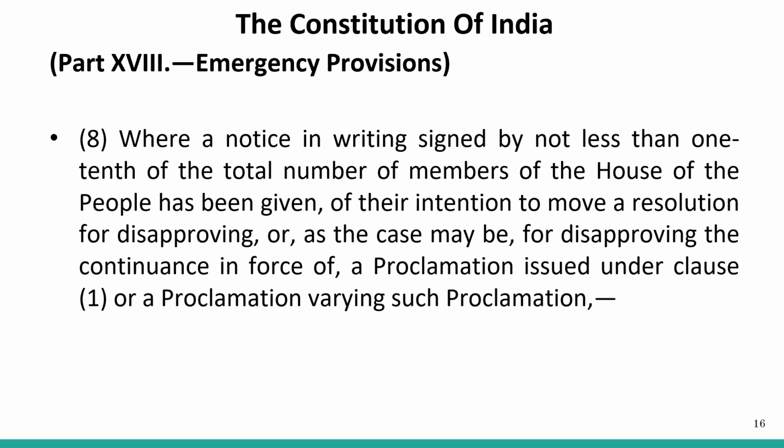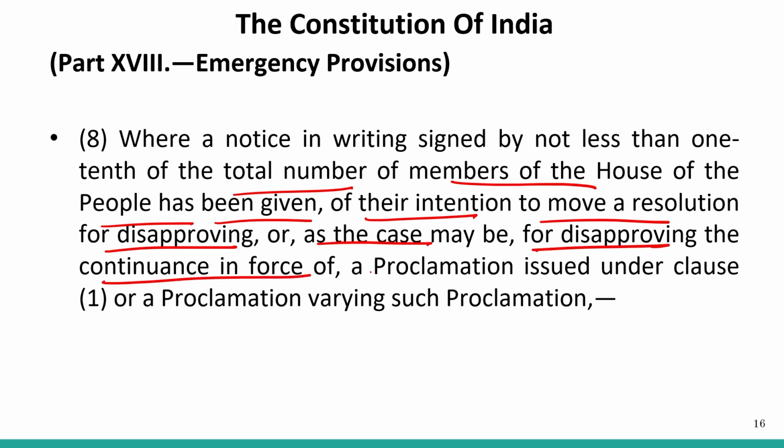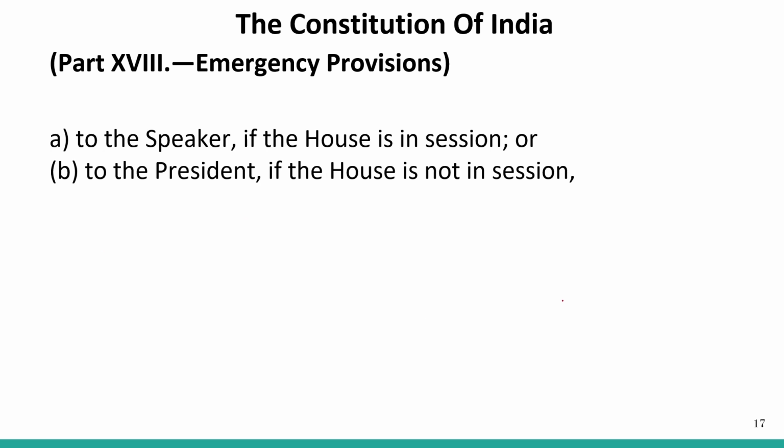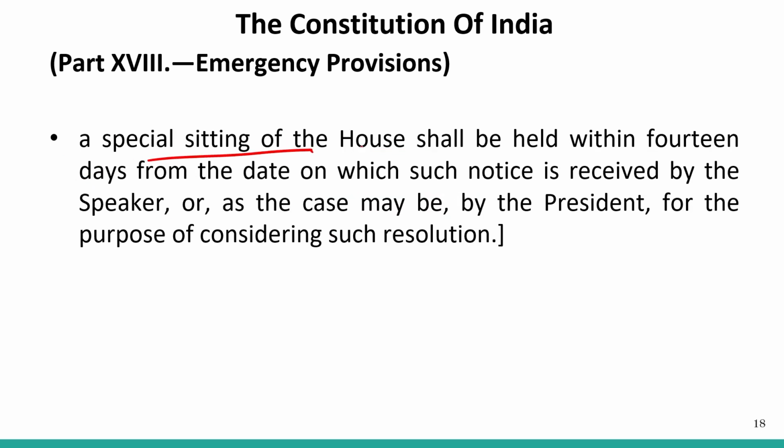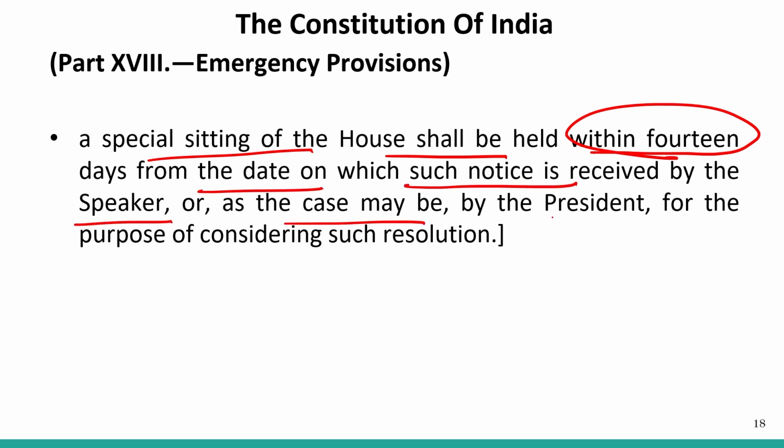Where a notice in writing signed by not less than 1/10 of the total number of the members of the House of the People has given of their intention to move a resolution disapproving the continuation in force of the proclamation, or a proclamation varying such proclamation, to the Speaker if the House is in session, to the President if the House is not in session, a special sitting of the House shall be held within 14 days from the date on which such notice is received, for the purpose of considering such resolution.